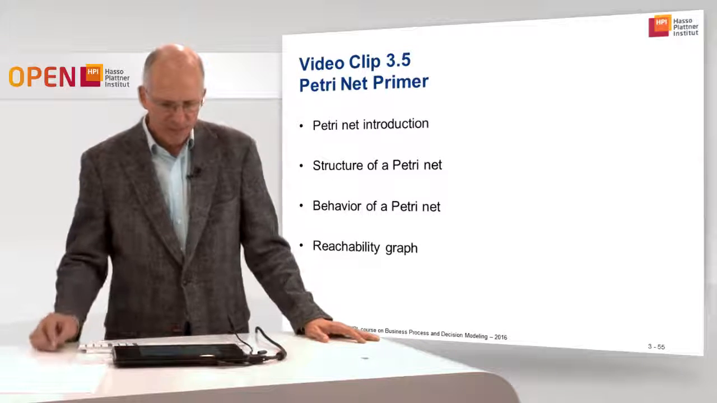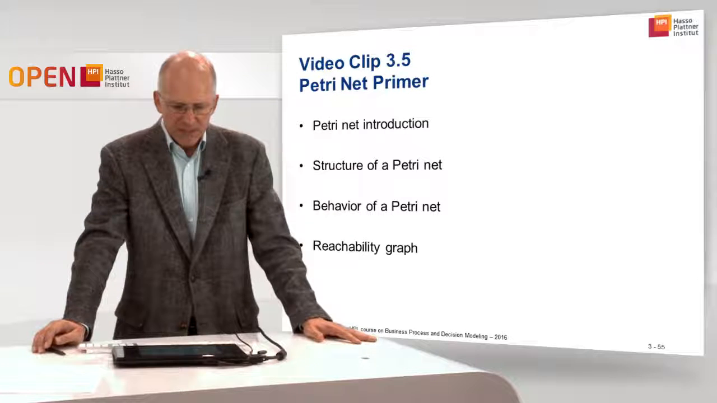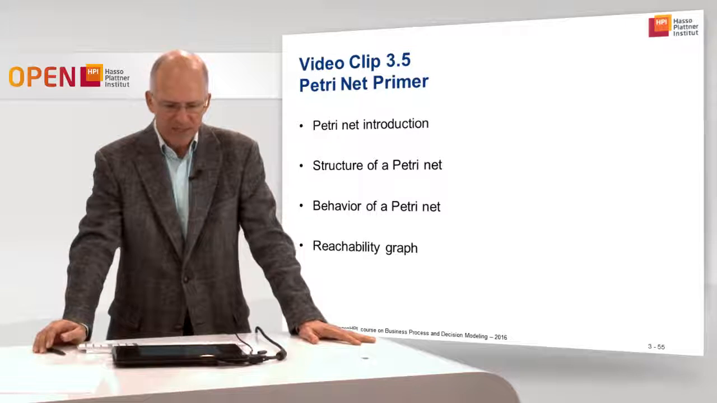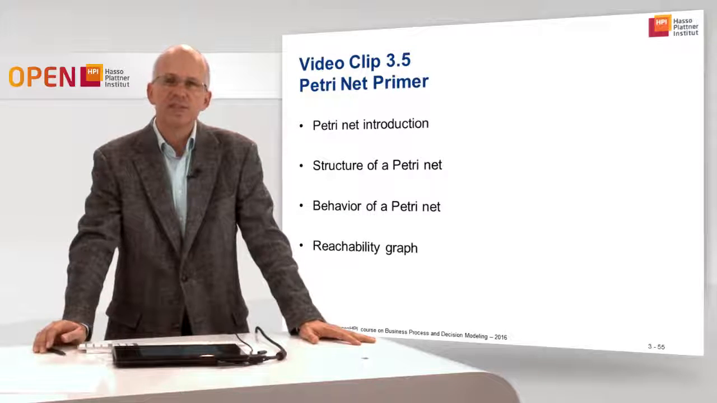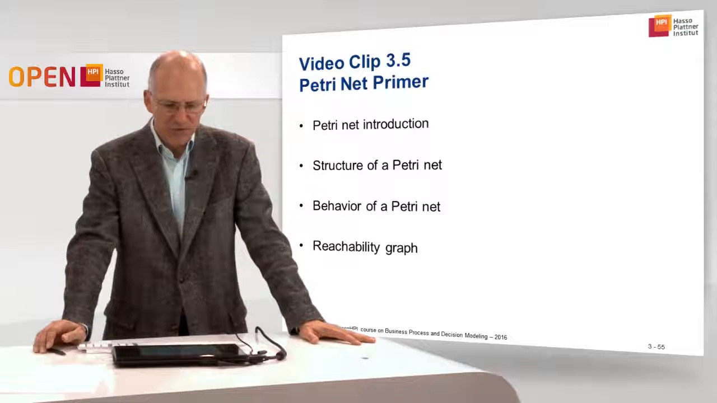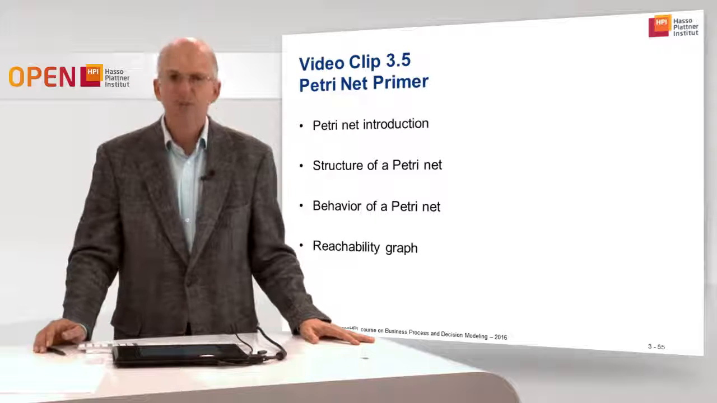All right, that basically concludes our Petri net primer. I introduced Petri nets in an informal way. I explained that there are places and that there are transitions. That's a bipartite structure of places and transitions. I discussed the structure of a Petri net and also the behavior of a Petri net that is defined by the token play, and I also looked at the reachability graph.